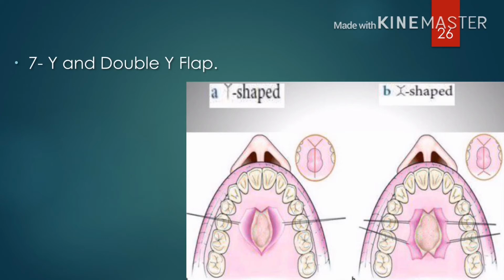The last flap design is the Y and double Y flap. In the Y flap, we do a long vertical incision along the midline of the palate with 2 anterolateral incisions to remove small exostoses or the torus palatinus. And in the double Y, we add 2 posterolateral incisions in case of bigger exostoses.